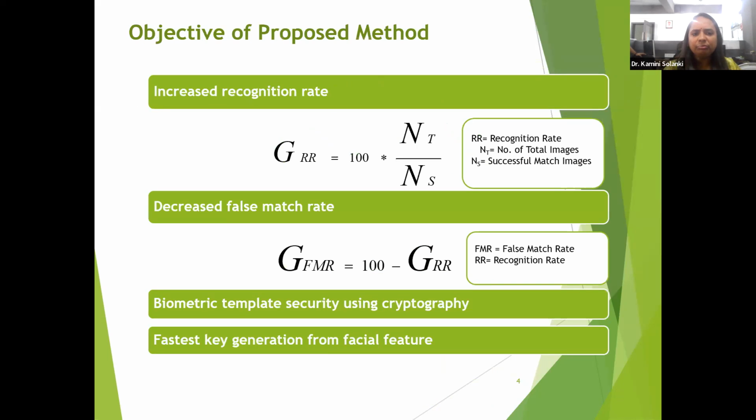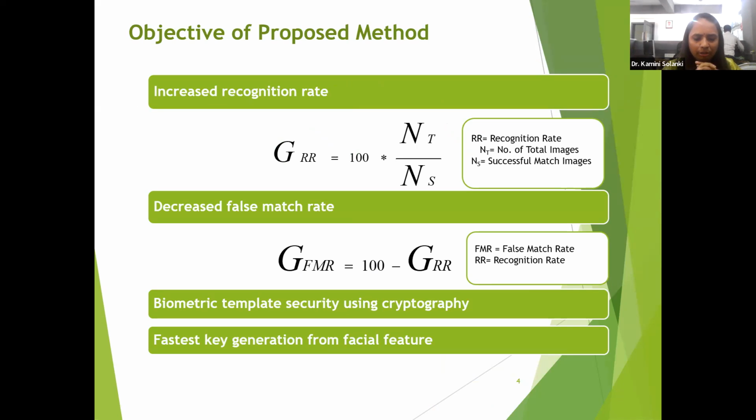So how do we get the rate of recognition? It is 100 multiplied by NS divided by NT. NT means the number of total images, and NS means successfully matched images. So we can get the recognition rate from the images. In the same way, we can get the false match rate. Now, what does false match rate mean?